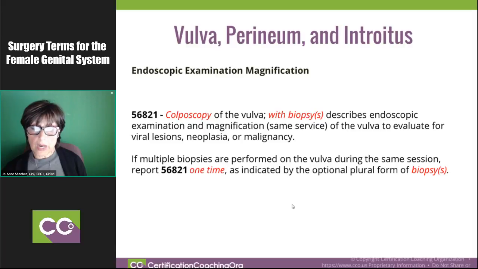Now on the 56821, it is the colposcopy of the vulva with biopsies, and it describes the endoscopic exam and magnification, which is the same service of the vulva to evaluate for the viral lesions, neoplasia, or malignancy. If multiple biopsies are performed on the vulva during the same session, you're only going to report this code one time. And the reason, this is the key here, is that it's indicated by the optional plural form, biopsy or biopsies. So that is not a per line or per unit. That's only a one-time code. Okay.